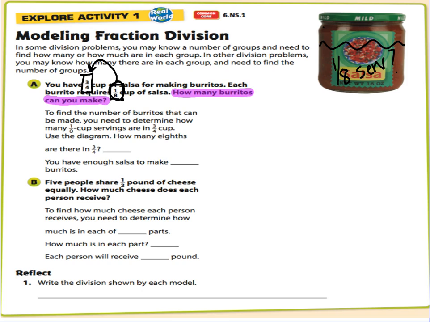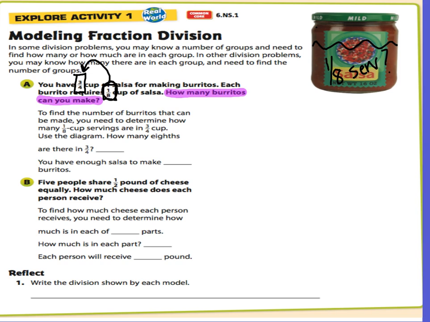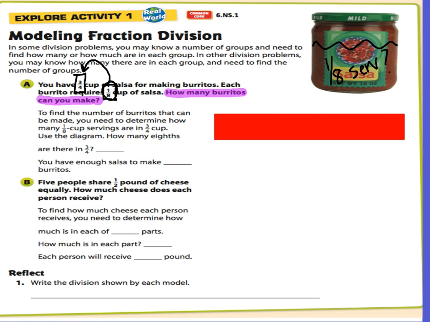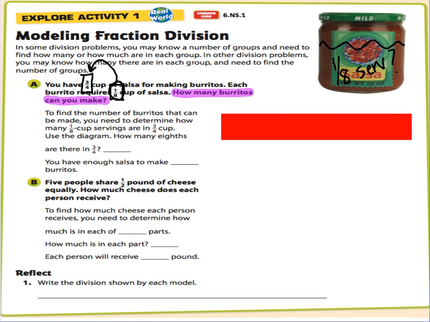So let's take a look at a picture. I'll make it red for salsa. So I have a full cup of salsa right here. But now what I have to remember is I'm only working with 3/4 of it. So I have to cut it into fourths. So 1, 2, 3, and 4. And I'm only working with this much. So this is the piece that I'm working with.